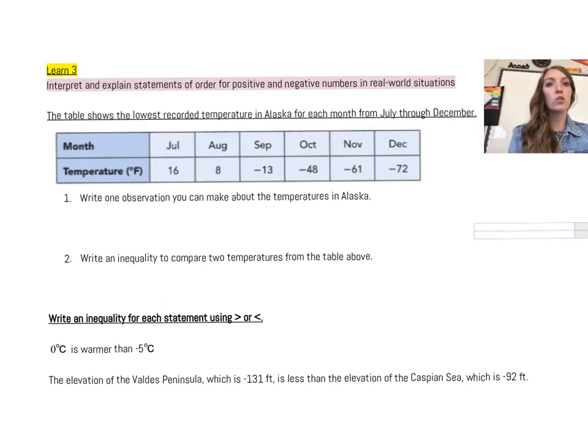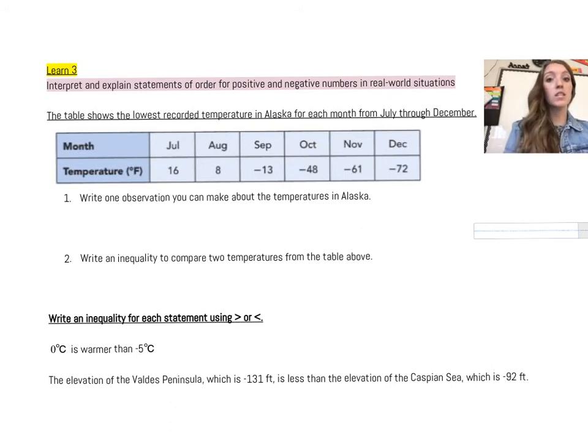So the table shows the lowest recorded temperature in Alaska for each month from July through December. So our temperature in July was 16 degrees Fahrenheit, August 8, September negative 13, October negative 48, November negative 61, and December negative 72. So our job in number 1 is to write one observation that we can make about the temperatures in Alaska. There's not only one correct answer to this. There could be many different observations that you can make about these temperatures in Alaska.